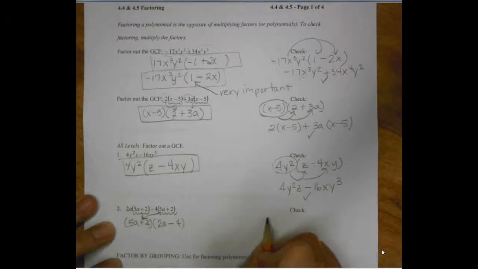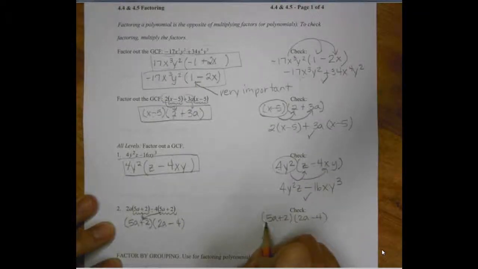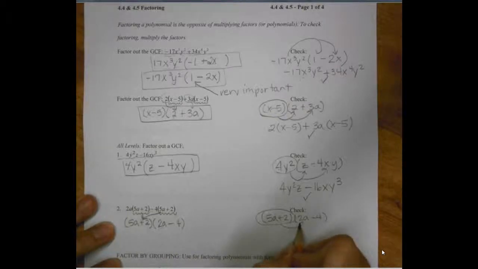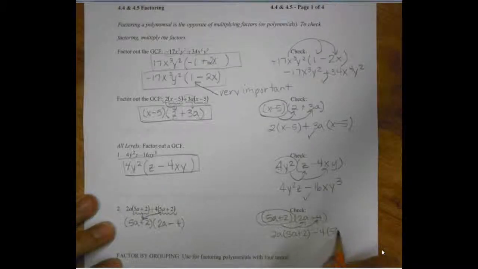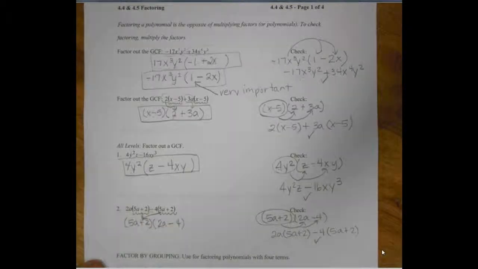Now to check that again, write it over here. Take that whole greatest common factor and distribute it instead of using FOIL, which is what we would normally do. And then it will be 2a times the quantity 5a plus 2 and negative 4 times the quantity 5a plus 2. And that one does check because that matches exactly with what I had before.